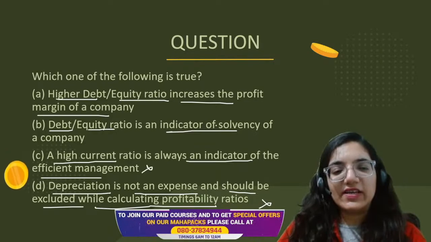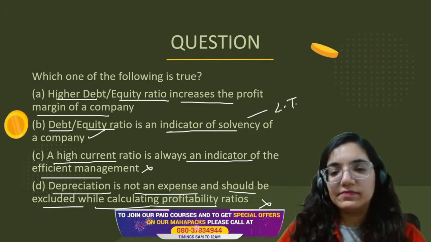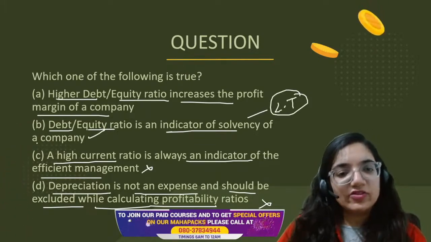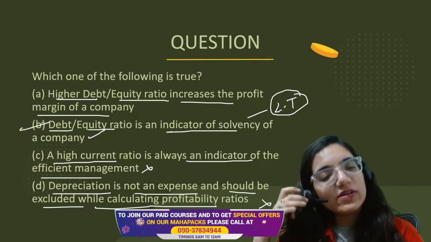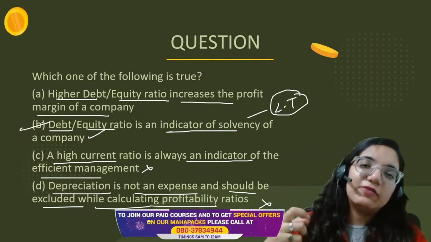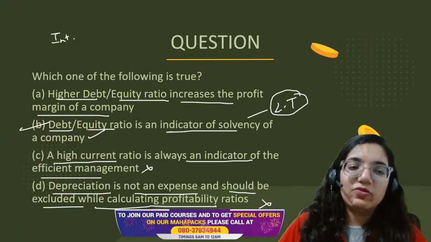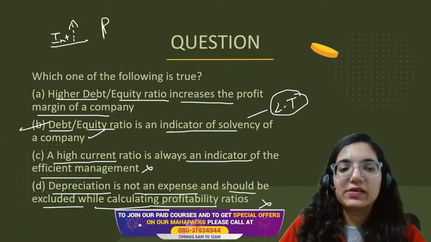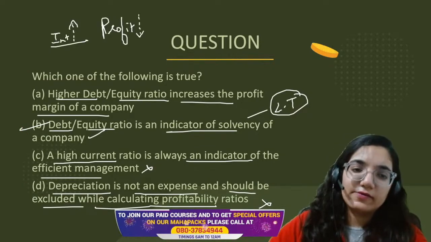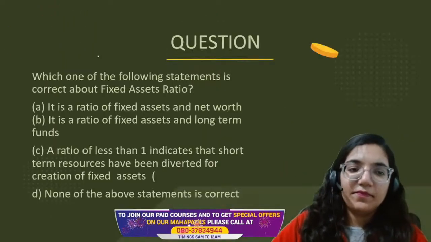Debt equity ratio is an indicator of solvency. This is true. It's a part of solvency, and that too long term, not short term. So we have got the answer. Then comes a higher debt equity ratio increases the profit margin. No, higher debt equity means we have taken way too much of debt. More debt means our interest would be more. If interest expense is more, our profit would be less, because if expenses increase, our profit falls. So it is B. Next point.